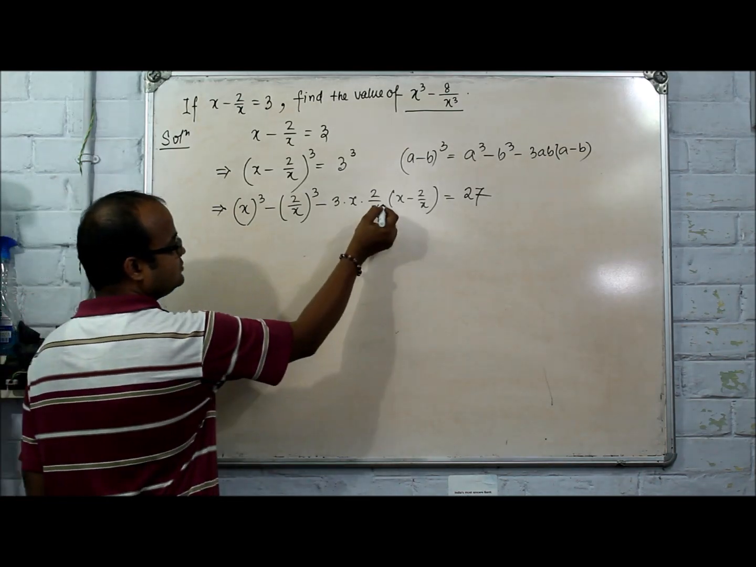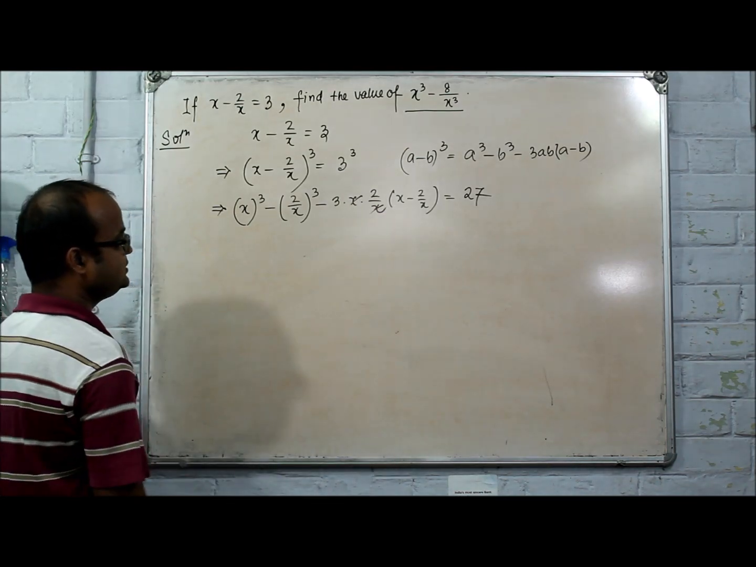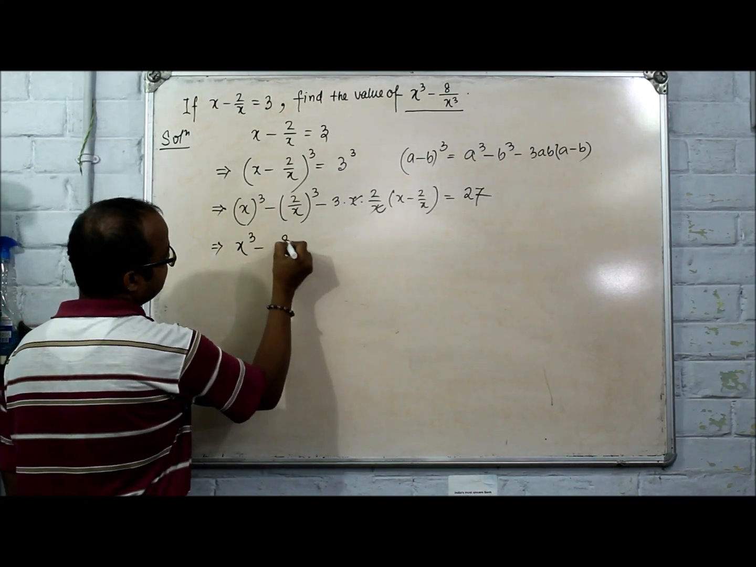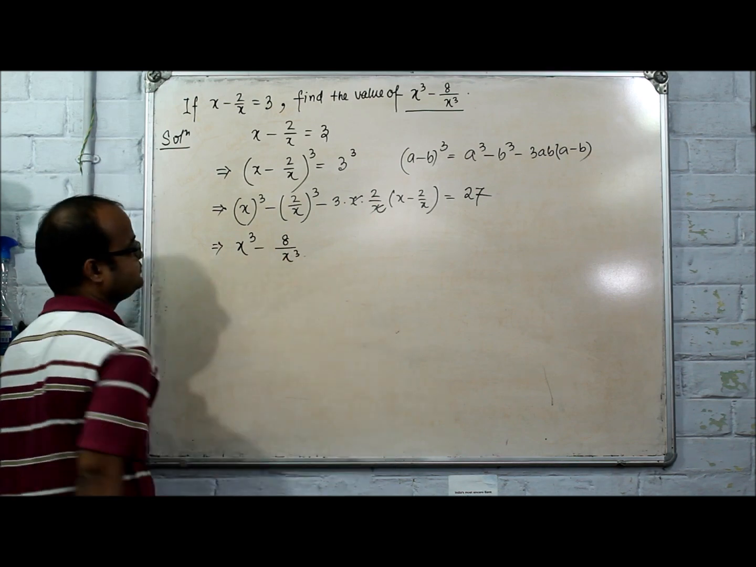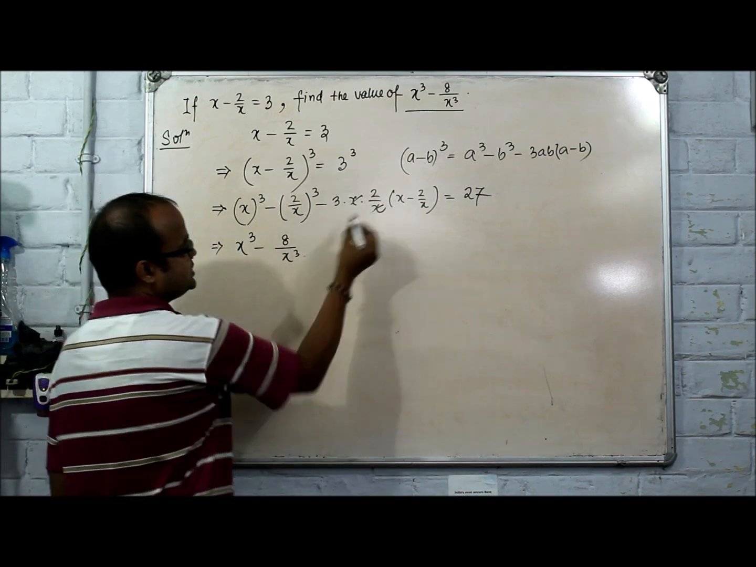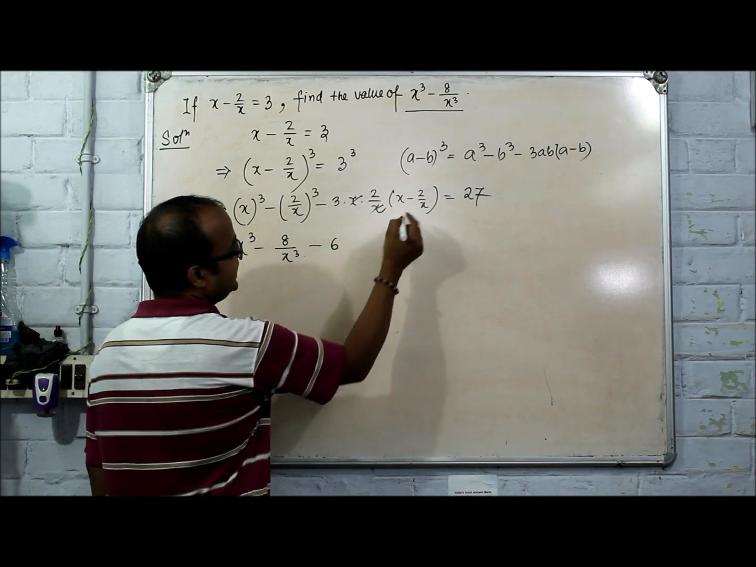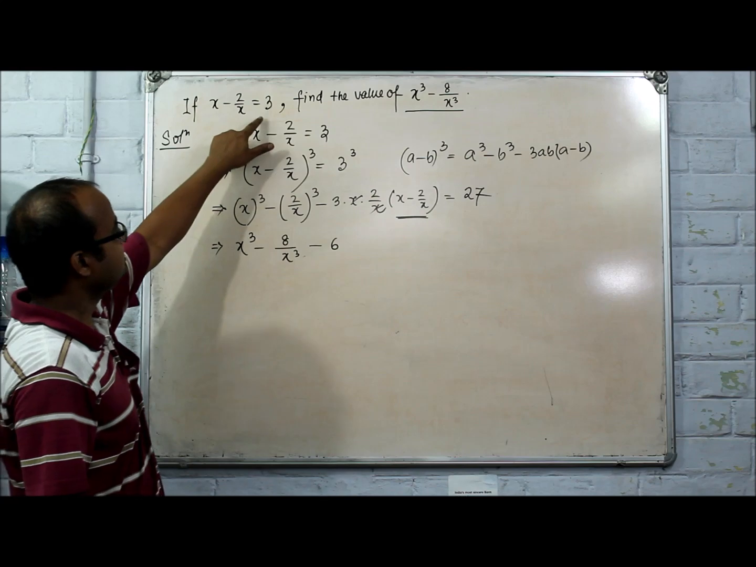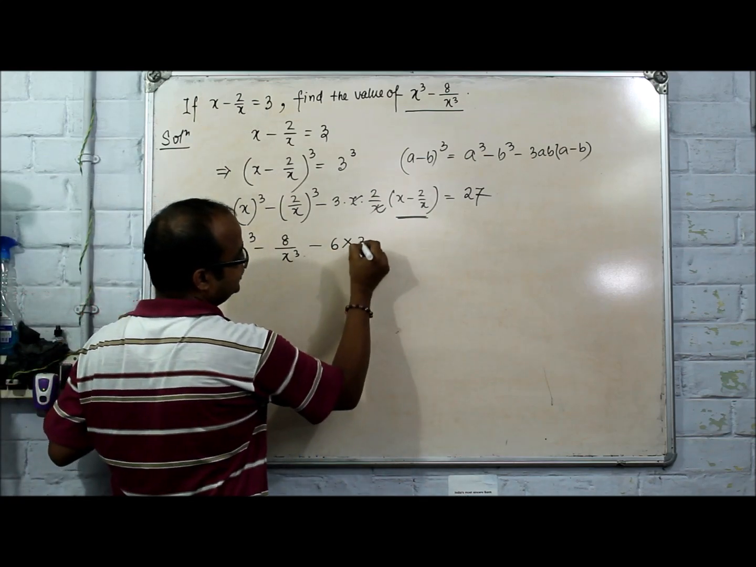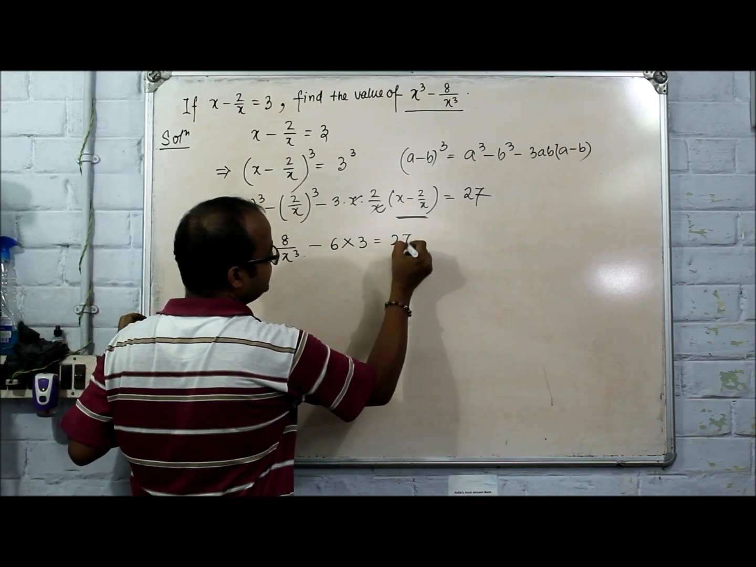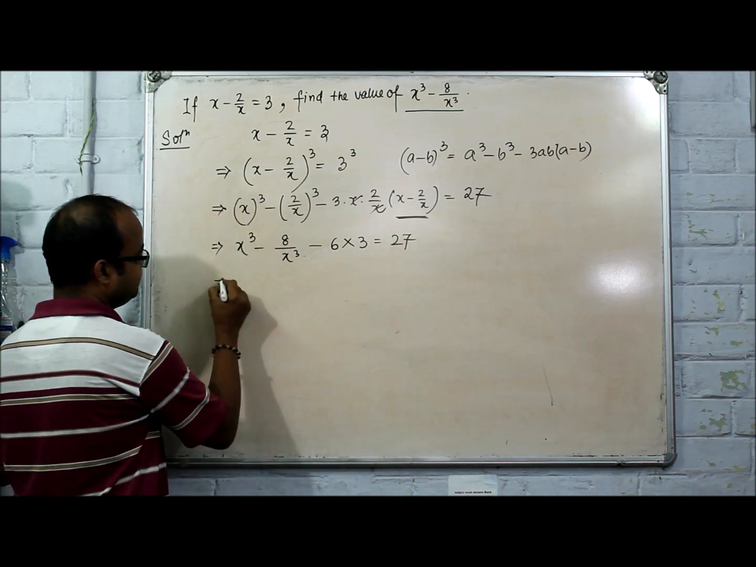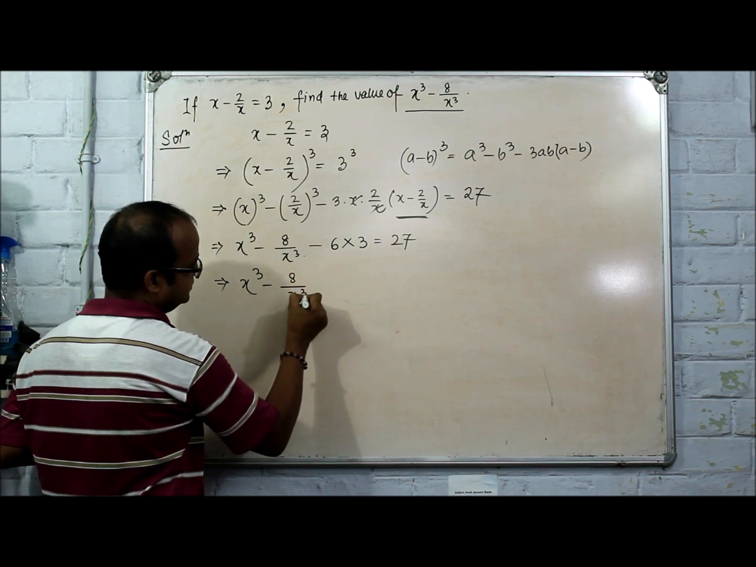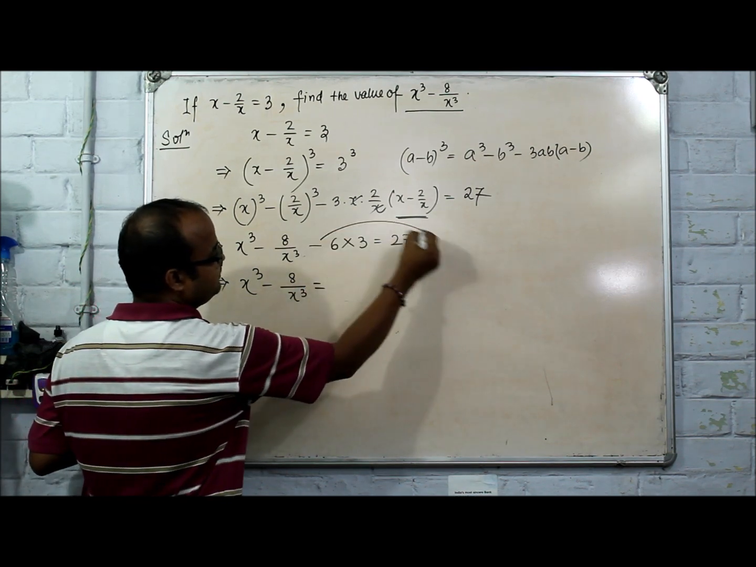Clear? Now we cancel these 2x, so you get x cube minus 8 by x cube. 3 2s are 6, and the value of x minus 2 by x is equal to 3. So 6 into 3 is equal to 18. It implies x cube minus 8 by x cube is equal to 27 plus 18.